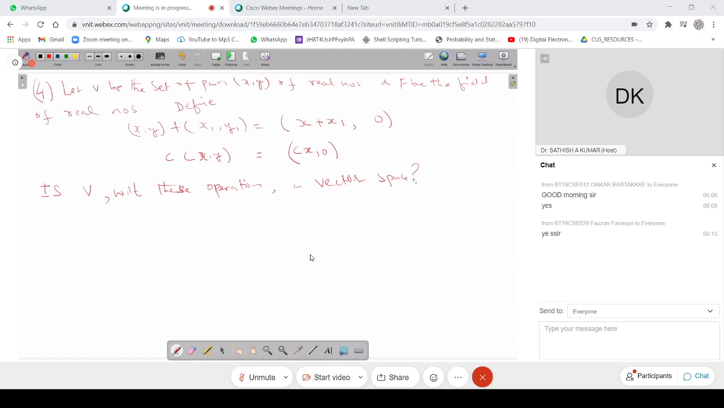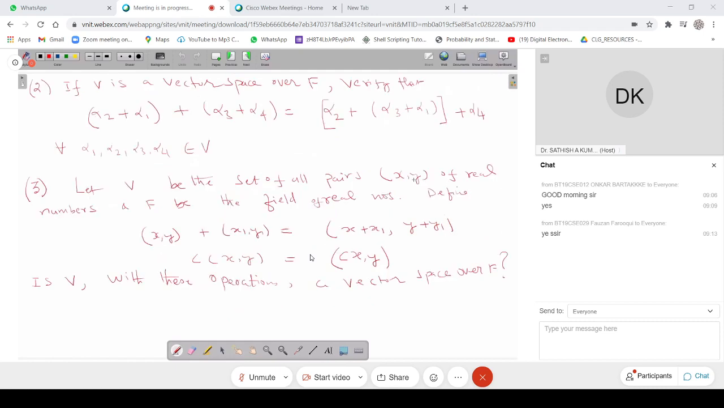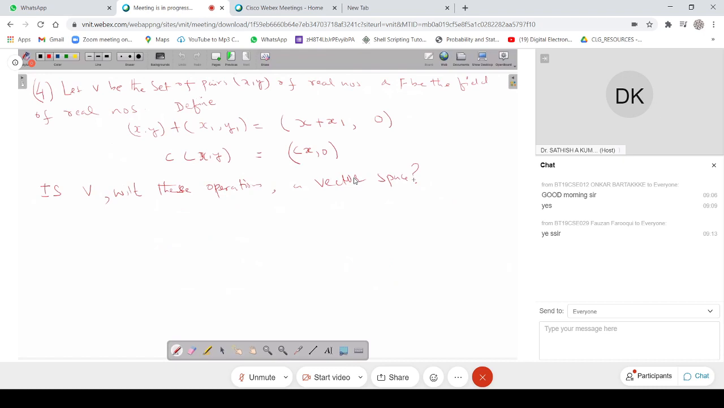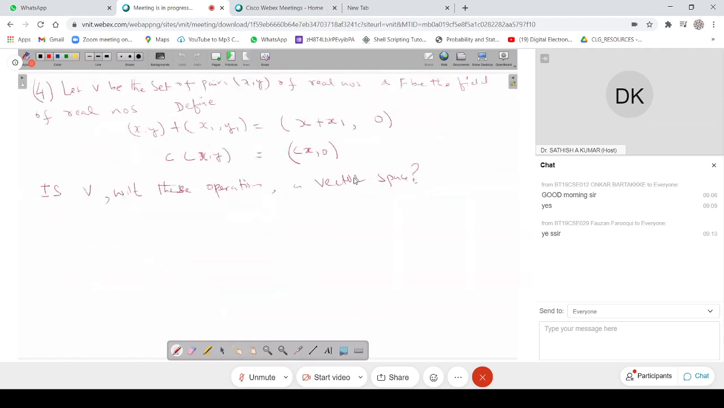So these four problems I'm just giving for a vector space. Four different problems. I think the first one is a vector space. The second one, you have to just verify the associative properties. And the third and fourth are not a vector space. Next we'll give some problems for subspaces. Now I'm writing it as the fifth problem.